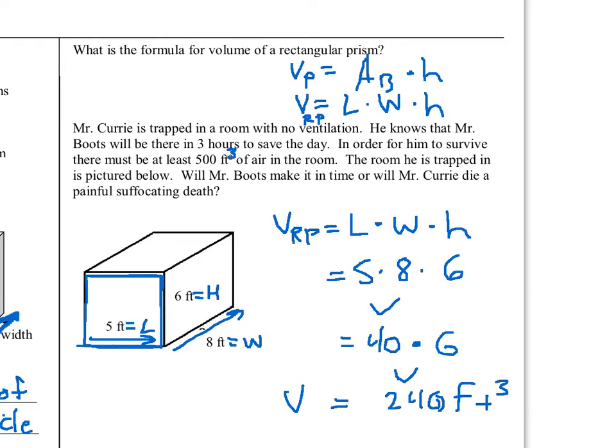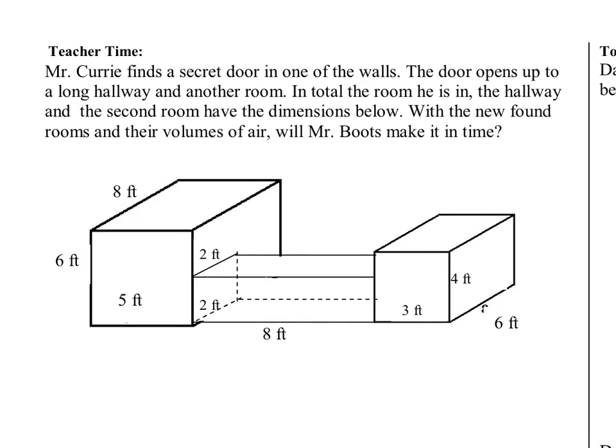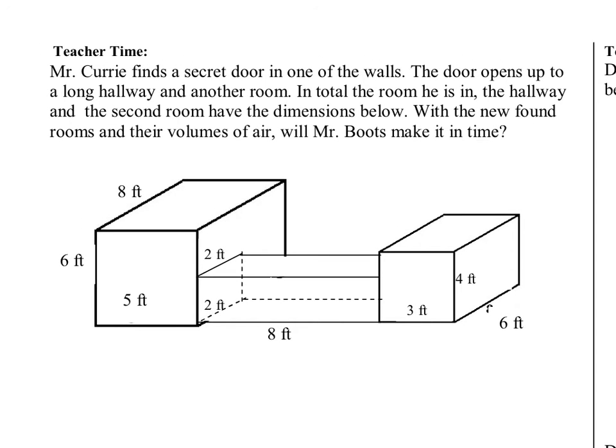Now, what's the unfortunate news for Mr. Curry? He will die. He's going to die a painful, suffocating death. Wah. Hey, but good news. It says Mr. Curry finds a secret door in one of the walls. The door opens up to a long hallway and another room. In total, the room he is in, the hallway, and the second room have the dimensions below.